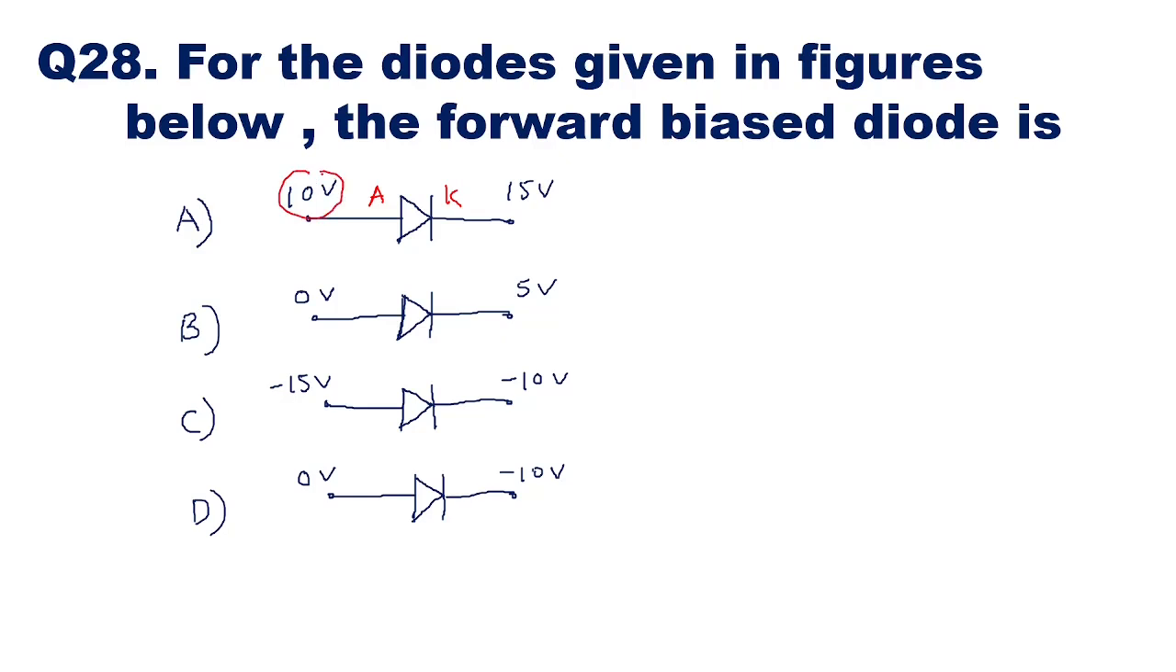Anode is 10 volt and cathode is 15 volt. For forward bias, the basic requirement is that the anode should be more positive with respect to the cathode. In this case, the anode is not more positive with respect to the cathode, so this is reverse bias.